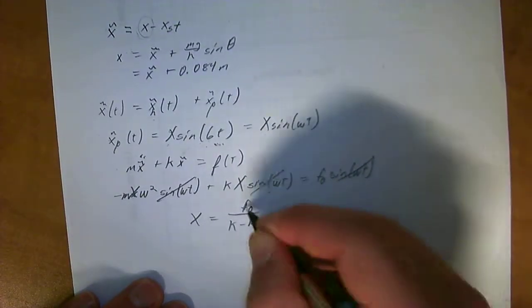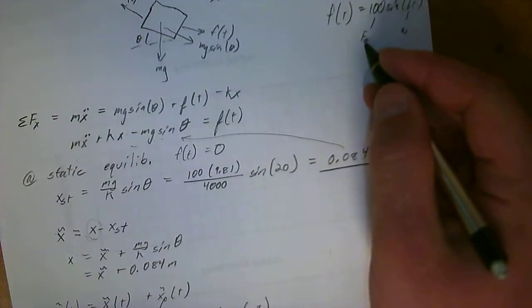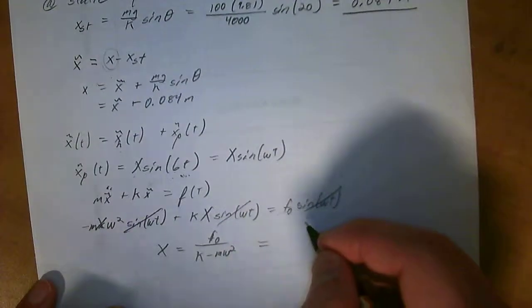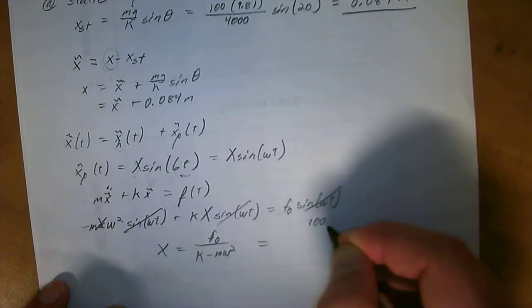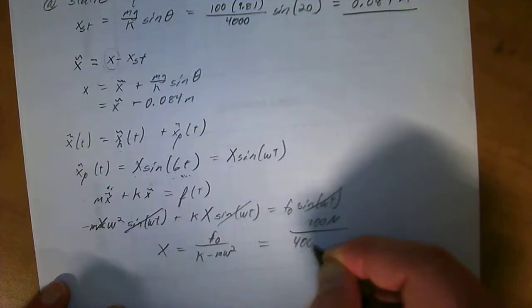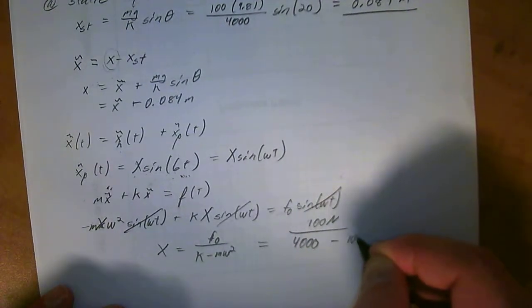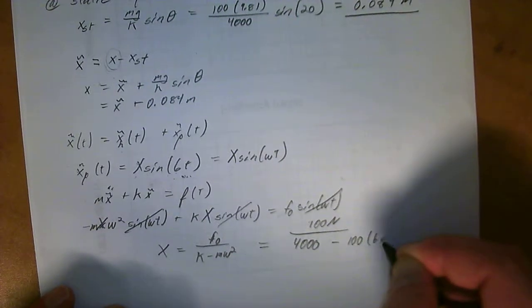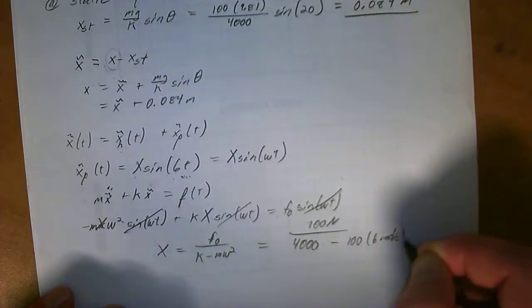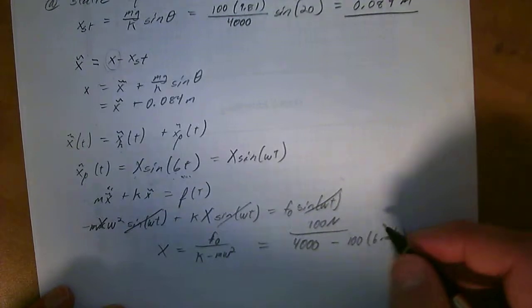And if you look at that, f naught is equal to 100 from up here, which is then equal to 100 newtons all over 4,000 newtons per meter minus, I'm not going to put in all these units, 100 times 6 radians per second. I guess I just did put all those units in there. Sorry.